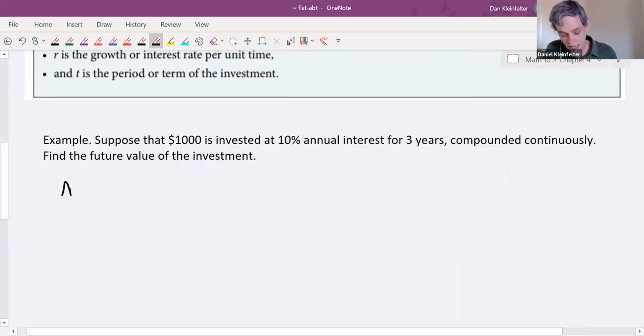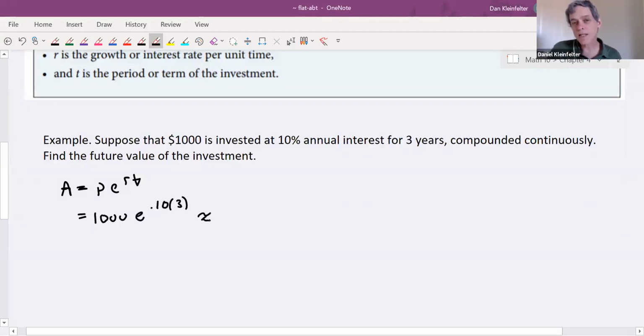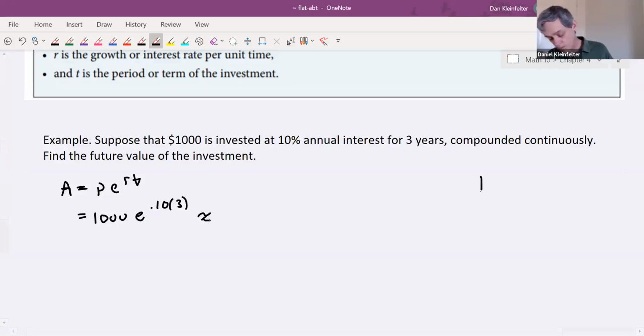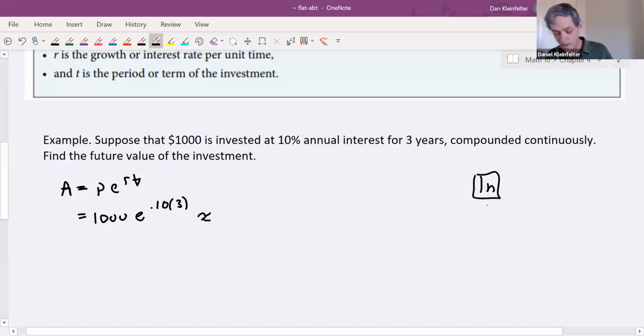So A is P e to the rt. Good idea to rewrite the formula each time you use it until you get the formula memorized. So it was 1,000 times e raised to the 0.10 times 3. Okay, so then you should have a button on your calculator that has e in it. If you want to find it, it'll probably be paired with a natural logarithm button. We will learn more about that later.